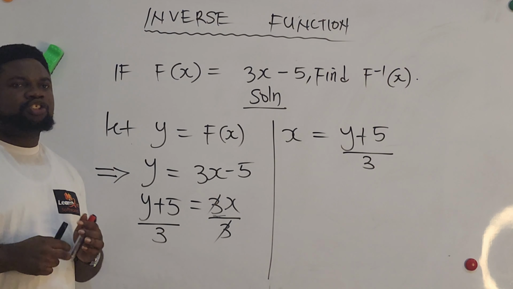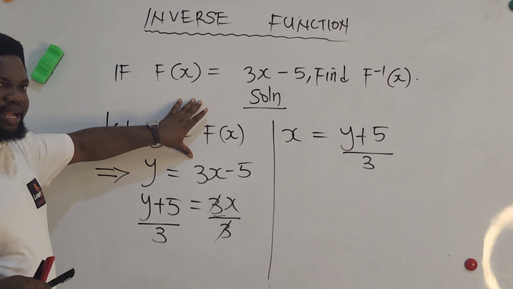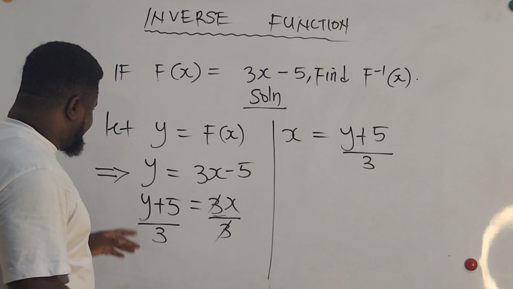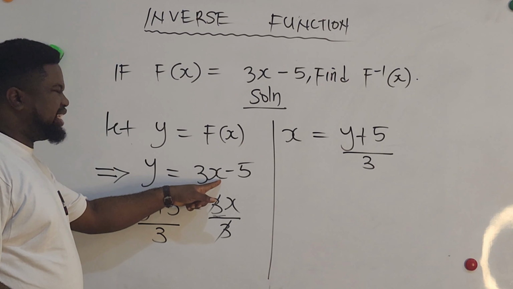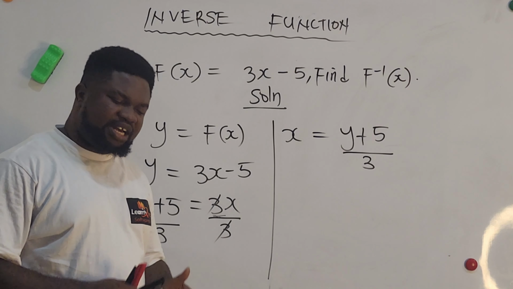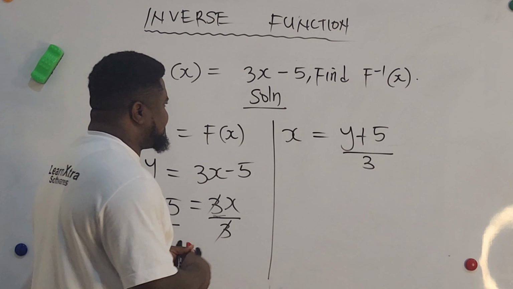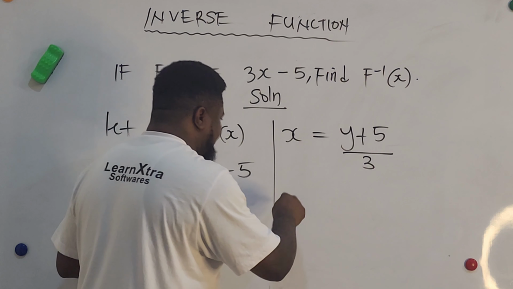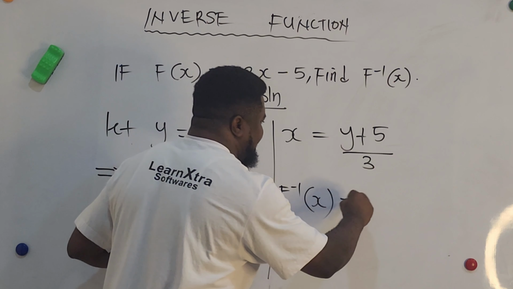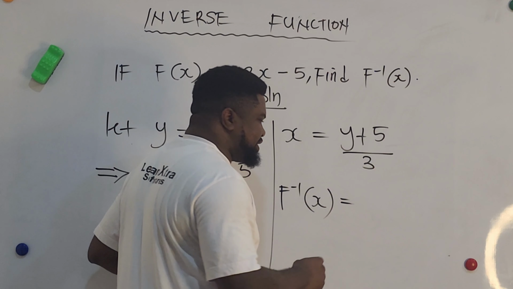So we have 3 steps here. The first step is to say let y be equal to f of x. Second step, we try our best to make x the subject formula, which we have done here. The final step is called the replacement step. You now replace. What are we replacing? Replace x with f inverse of x. Then replace y with x. You see y? Put x there.